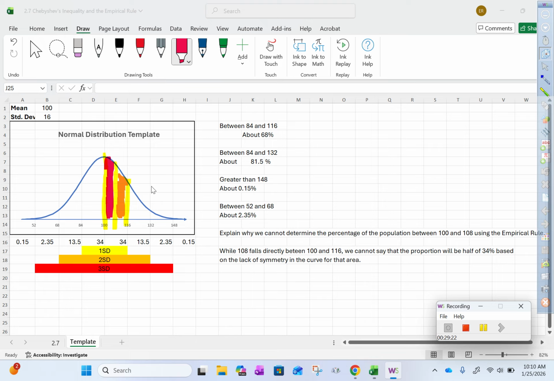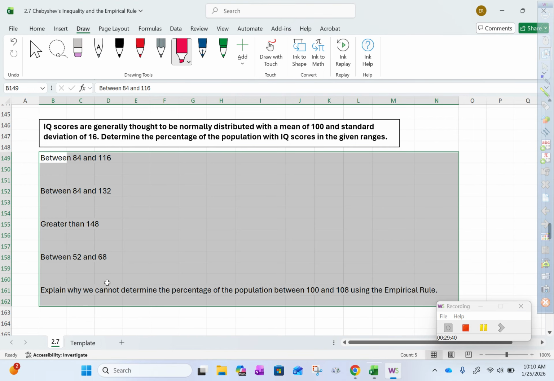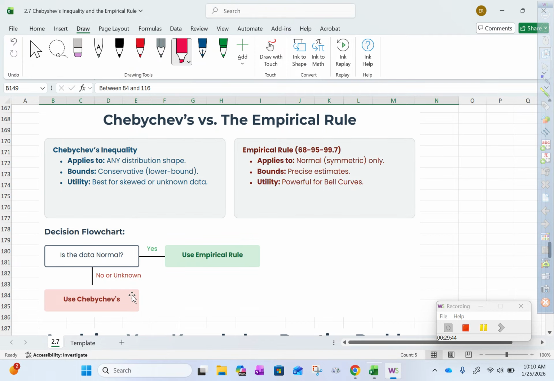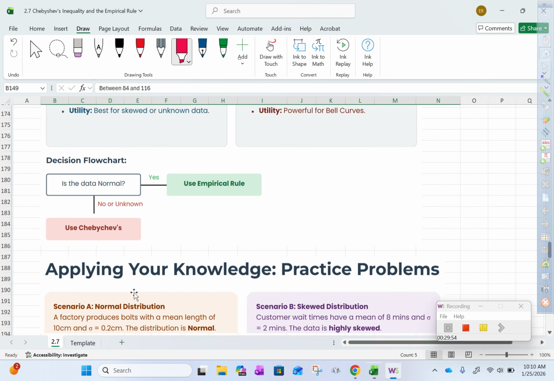We will get into how we can use the normal curve and calculate those actual proportions for the non-right on those standard deviation values. We're just not there yet. Okay. So overall, when you're working on your homework, if you know that the data is normal, you're going to use the empirical rule. If you don't know, or you're told it's not, then you're going to use Chebyshev's, okay?